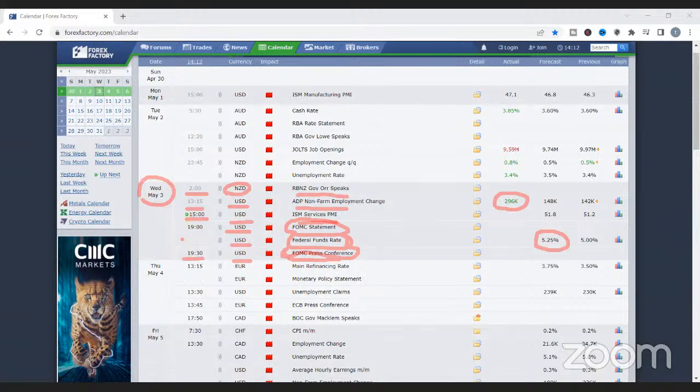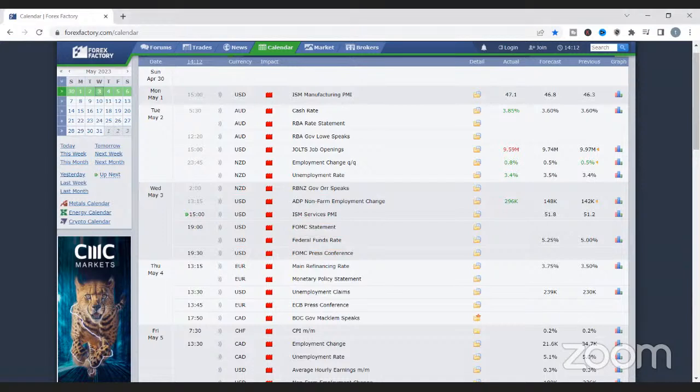So I'm going to clean this up now, and we're going to cross over to the charts so that we can start to talk about what we're expecting based on the news, based on what we have in front of us, and so on. So looking at the charts now, we're going to cross back.